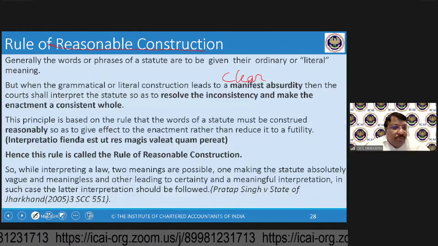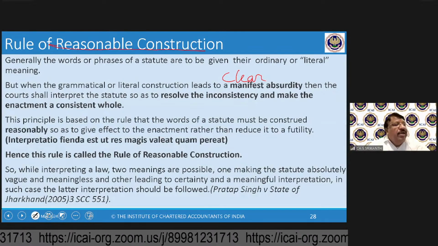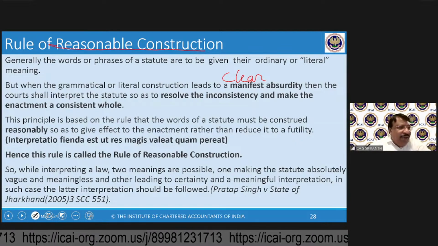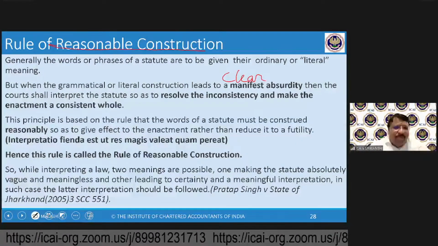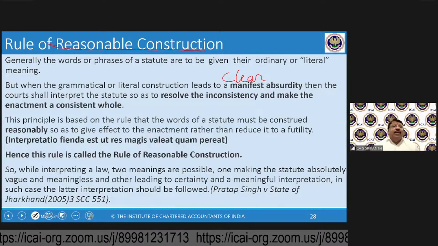Then the courts shall interpret the statute so as to resolve the inconsistency and make the enactment a consistent whole. But see, for this also there is a Latin maxim. Some of you may be irritated with all these Latin maxims. I totally appreciate your irritation, but the fact remains, why Latin?